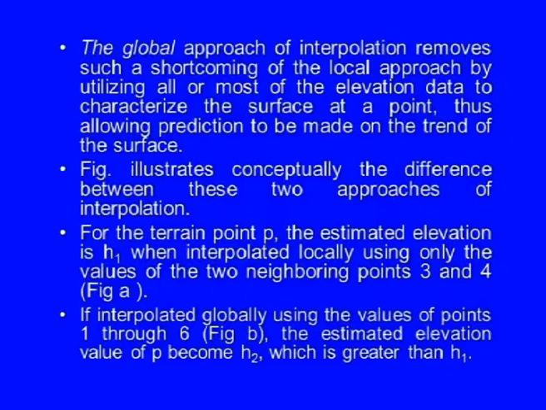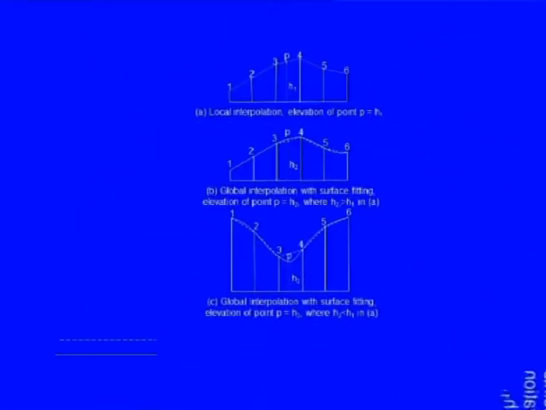For the terrain point P, the estimated elevation is h1 when interpolated locally using only the values of the two neighboring points 3 and 4. If interpolated globally using the values of points 1 to 6, as shown in figure B, the estimated elevation of P becomes h2, which is greater than h1. So, this particular slide shows the difference between local and global interpolation as being discussed earlier.